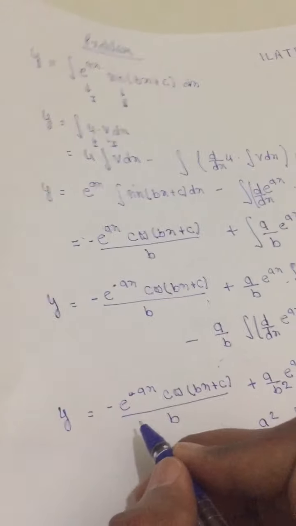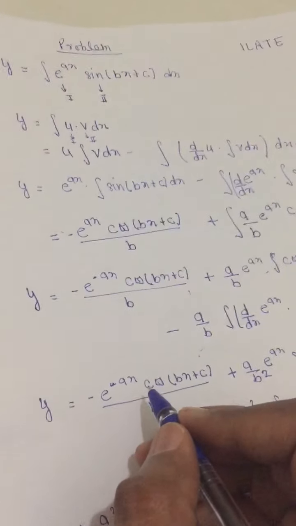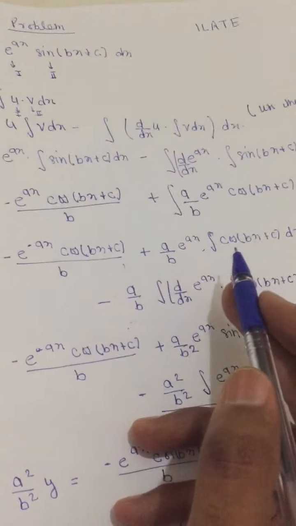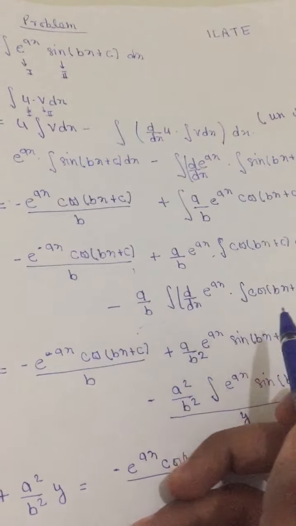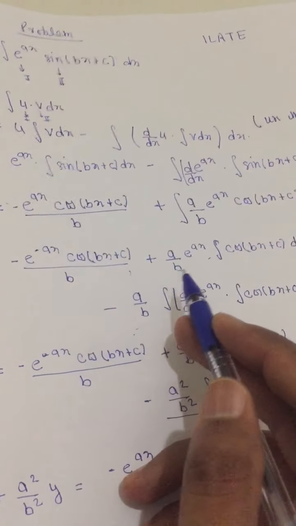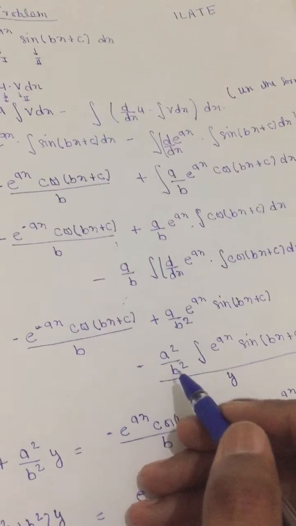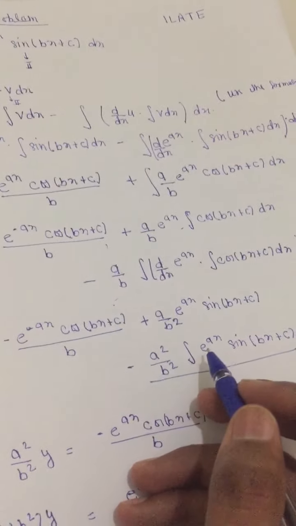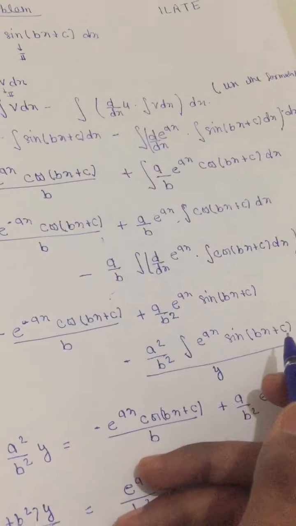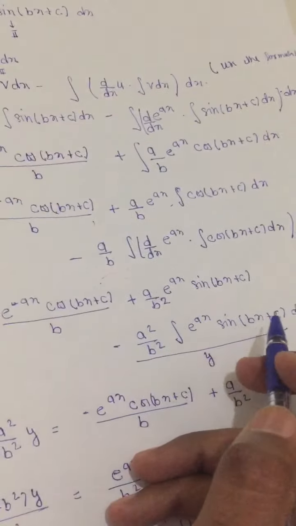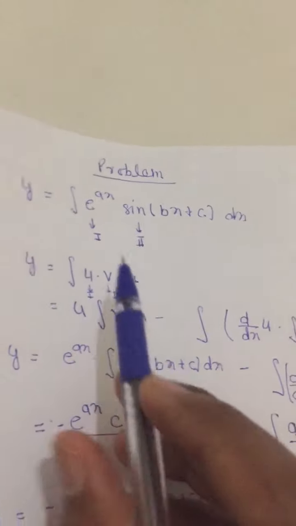So what we have? Minus e to the power ax cos bx plus c upon b. The same here we will plus a upon b square, because the integration of cos bx plus c is sine bx plus c upon b. So here b one here, so what we have? A by b square e to the power ax sine bx. Okay. Minus a square by b square integration e to the power ax sine bx plus c, because the integration of cos bx is sine bx upon b. Again see, which type of form is this? See here, this is the form here. Again this form we get here.